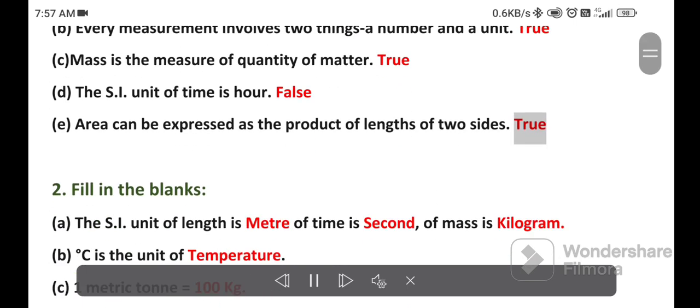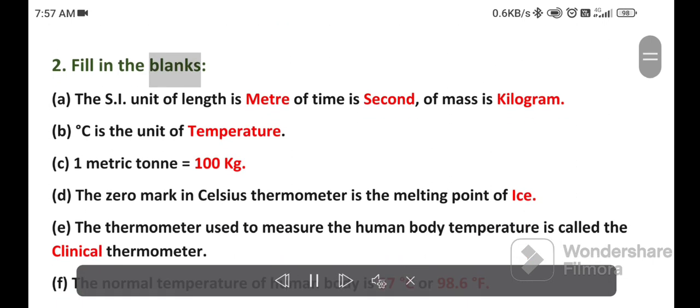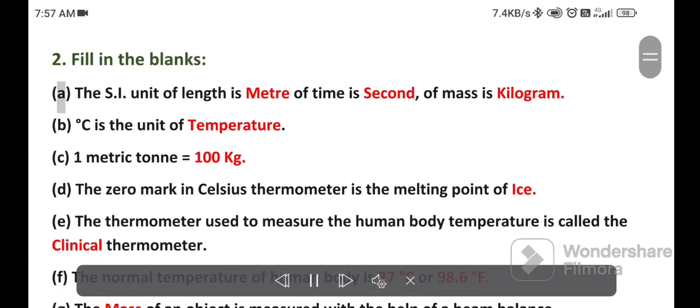2. Fill in the blanks. A. The SI unit of length is meter, of time is second, of mass is kilogram. B. Degree C is the unit of temperature.